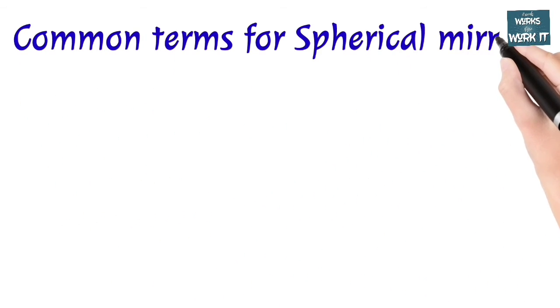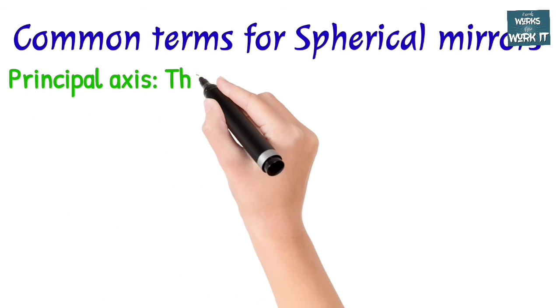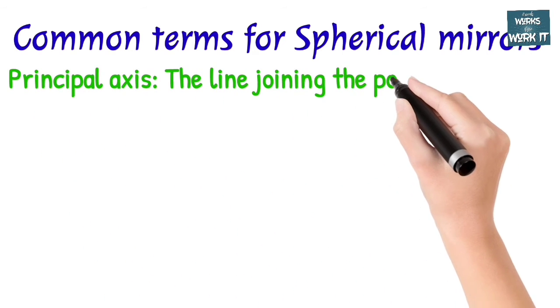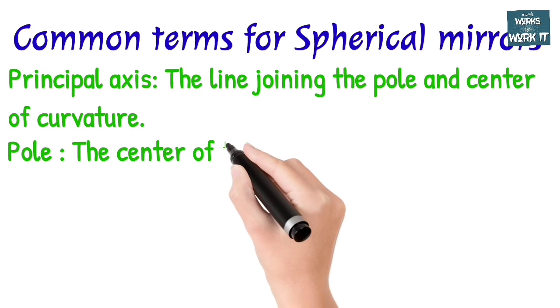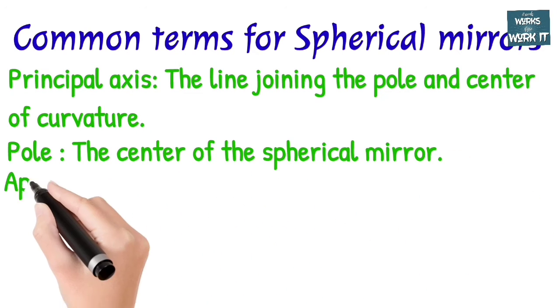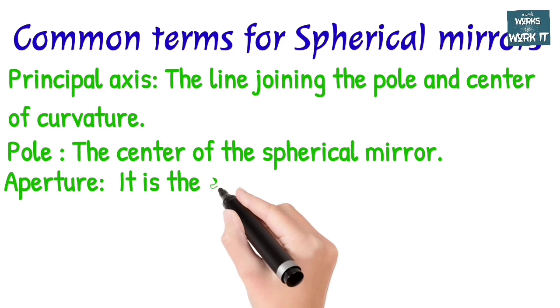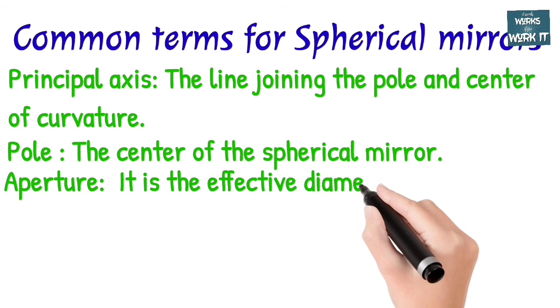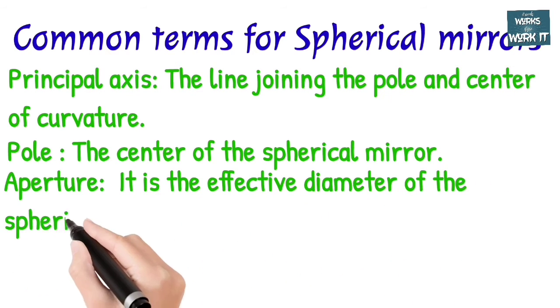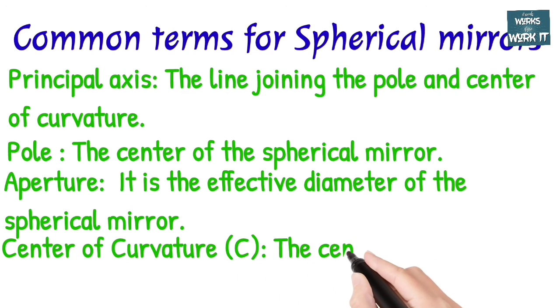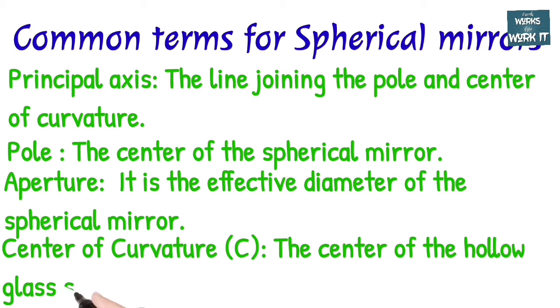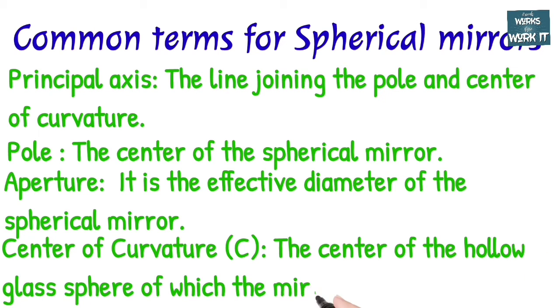So let's know some of the common terms for spherical mirrors. Number one is principal axis, the line joining the pole and center of curvature. Next is pole, the center of the spherical mirror. Aperture, it is the effective diameter of the spherical mirror, and it is also known as the portion where actually reflection of light takes place.